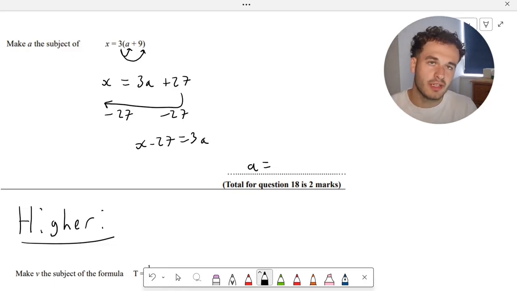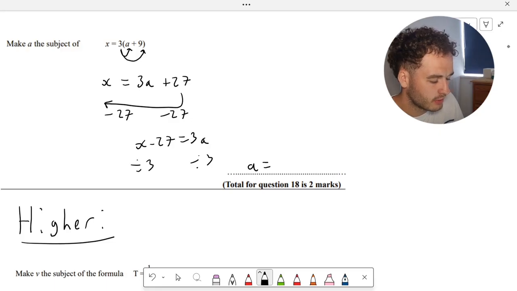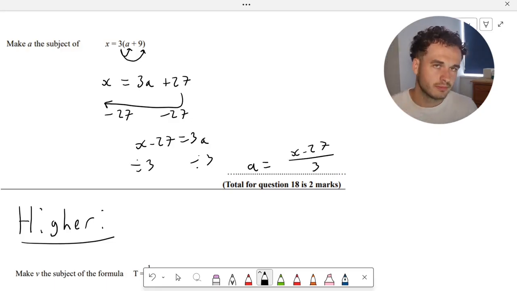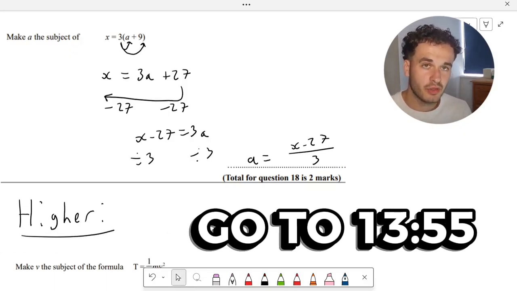How do we get a by itself? We divide by 3, because we're currently timesing by 3, so we divide by 3 to get a alone. So divide both sides by 3, and we're left with x minus 27 divided by 3. Okay? This question marks the end of the foundation section of this video, so please head over to the timestamp that I've left on the screen if you are a foundation student.